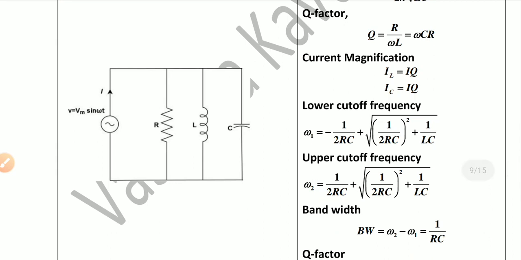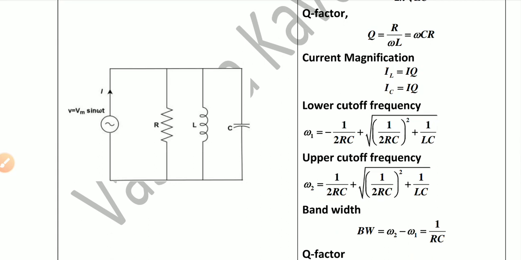Next, current magnification. IL is equal to I into Q, and IC is equal to I into Q. The Q factor value is generally greater than 2 and the I value is small. Therefore, to increase the current across the inductor and capacitor, I should be multiplied with Q. I into Q will give a larger value than the supply current. Similarly, I into Q will give a larger value than the supply current.